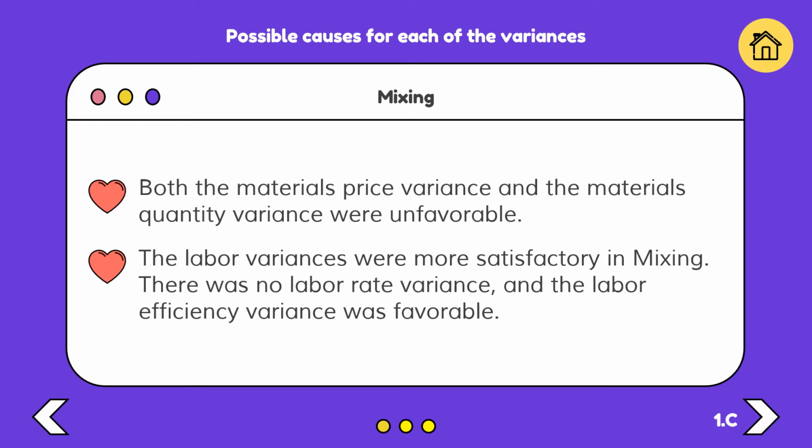The labor variances were more satisfactory in mixing. There was no labor rate variance and the labor efficiency variance was favorable. This means that given the caliber of labor they budgeted for, the amount of labor time needed to complete production was less than budgeted.